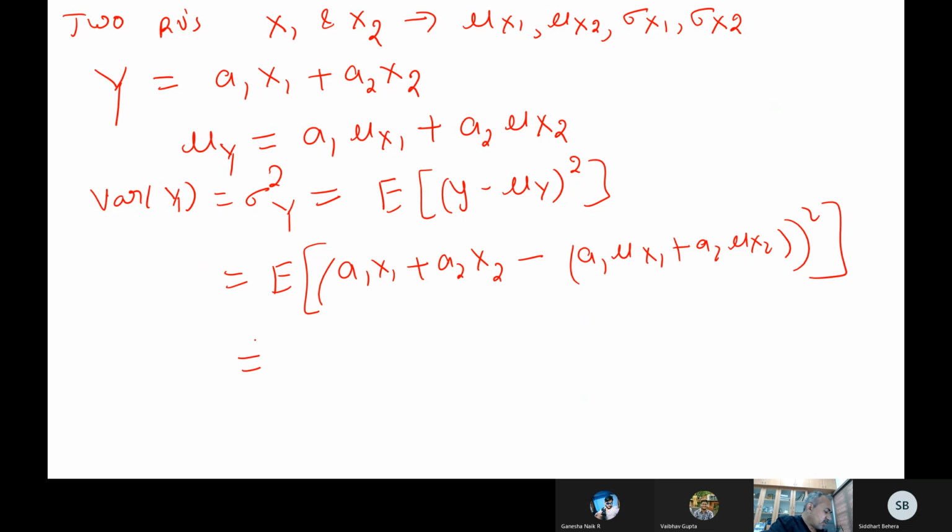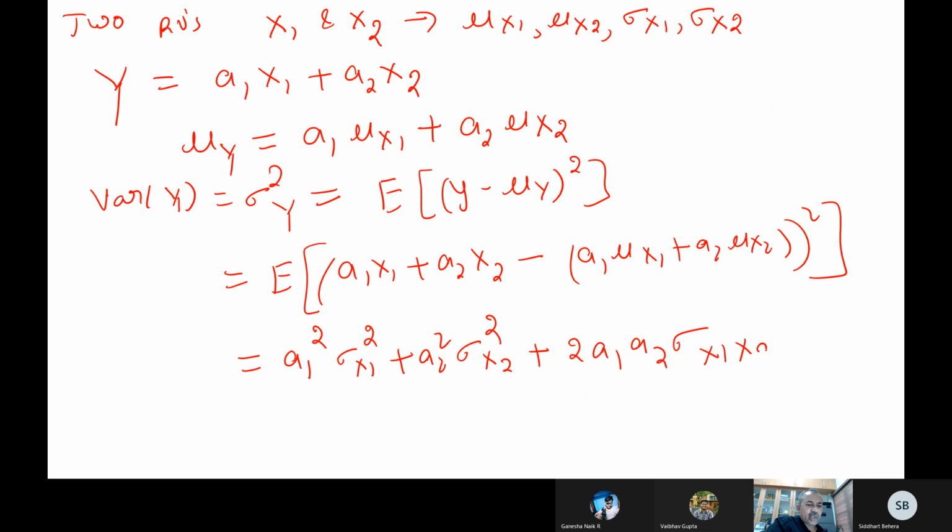If you do all the things, finally you will get a1 square sigma x1 square plus a2 square sigma x2 square plus 2 times a1 a2 sigma x1 x2. So you have this joint term also. Suppose it is 0, then it will be only the a1 square and a2 square terms. But if there are some correlations, and if you know their joint covariance or whatever, then this expression comes into the picture. So this is a very important transformation.